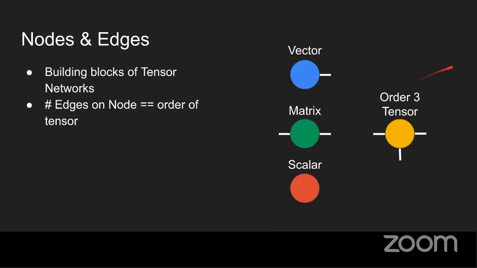And then finally, an order 3 tensor is going to be a single node with 3 legs coming out of it. And so that's basically all a tensor network is. It's just a big connection of all of these tensors connected together via their edges.